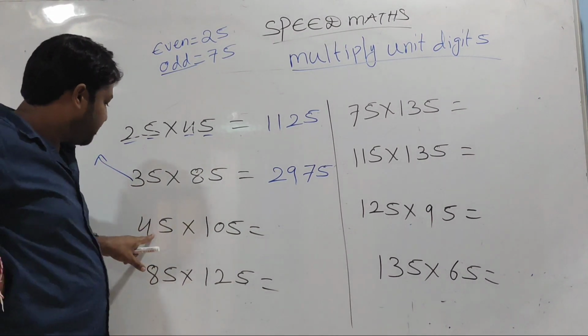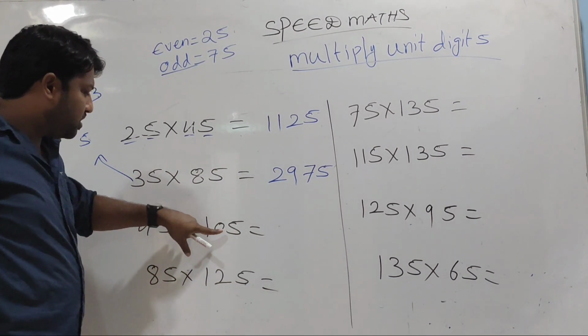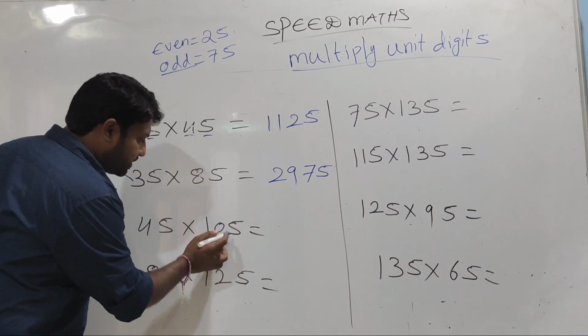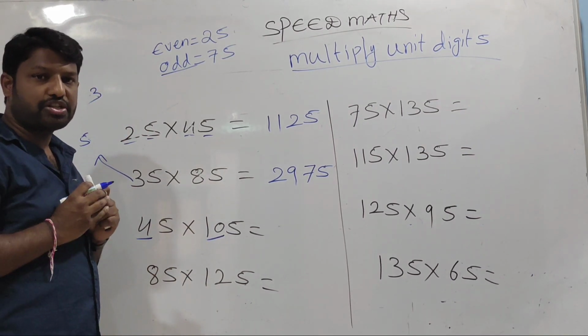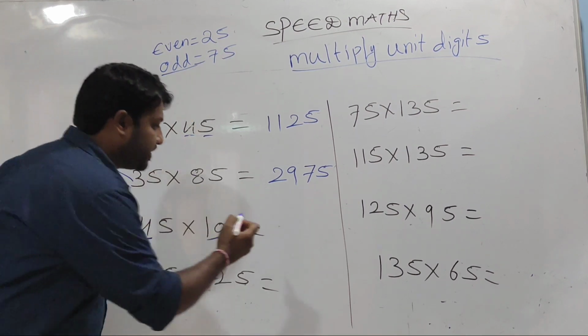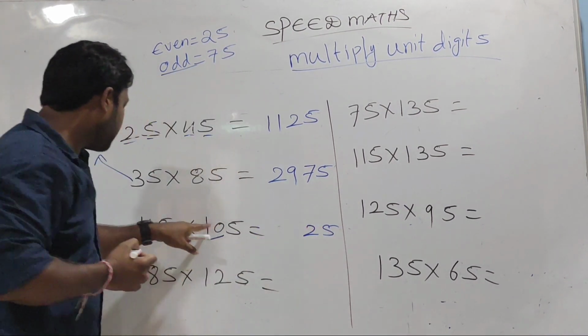Now check this number. See, 45 into 105. Now check these two numbers. This is 10, this is 4. 10 plus 4 is 14. So it is an even number, write 25 here.